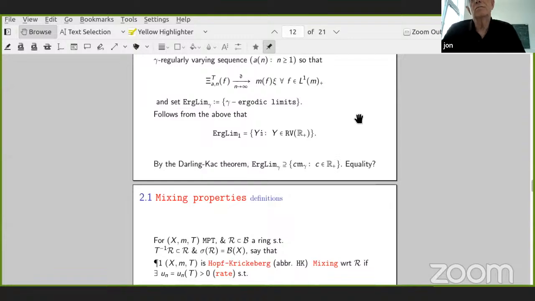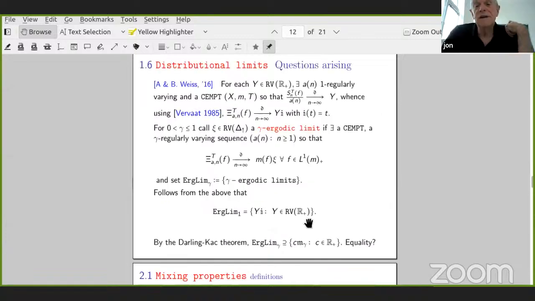So that's the first question. That's actually my question on distribution limits. Can you find anything more? If nobody's got any answers, we can carry on to the next exercise, yeah?